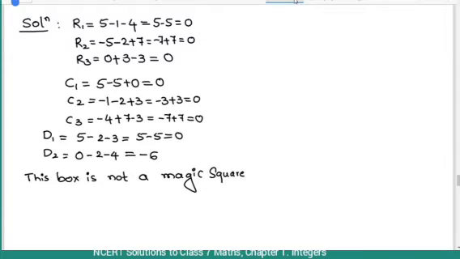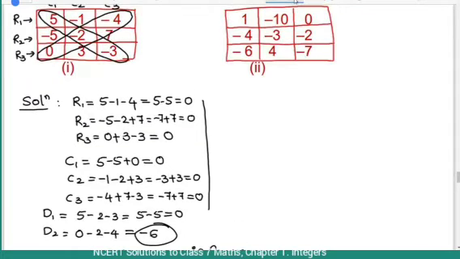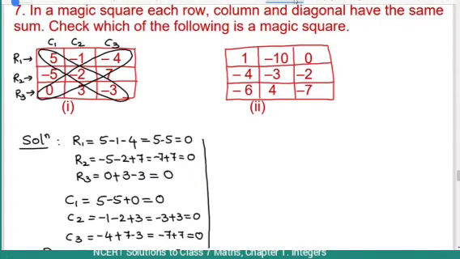This box is not a magic square because all the sums are not equal. Here diagonal 2 is not equal to 0. Now second one. See the second magic square.